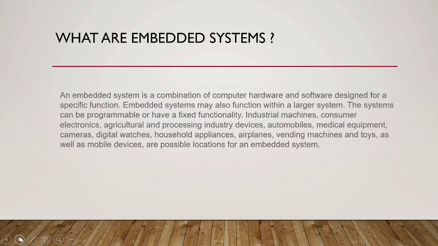Next, what are embedded systems? An embedded system is a combination of computer hardware and software designed for a specific function. Embedded systems may also function within larger systems. The systems can be programmable or have a fixed functionality. Industrial machines, consumer electronics, agriculture and processing industry devices, airplanes, vending machines, and much more could be some examples of embedded systems.